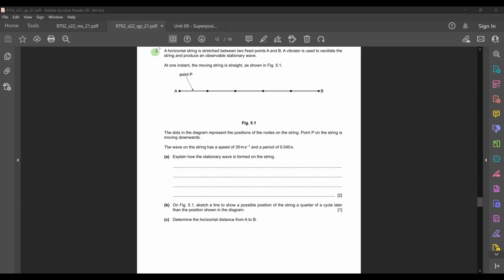For question 5, a horizontal string is stretched between two fixed points A and B. A vibrator is used to oscillate the string and produce an observable stationary wave. So we are having a stationary wave right over here. Now, at one instant, the moving string is straight as shown in figure 5.1 below. The dots in the diagram represent the positions of the nodes on the string. Point P on the string is moving downwards.